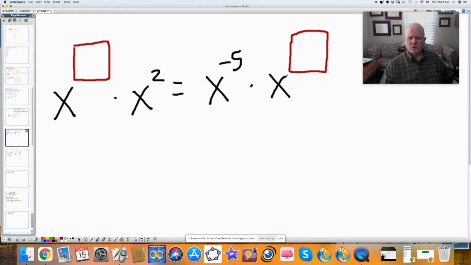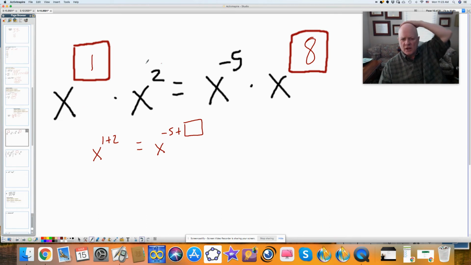Here we have two different things going on. I need to fill in this blank with something and this one with something. I'll just put a 1 here. So I have x to the 1 plus 2 is equal to x to the negative 5 plus some blank. But what do I have to add here to make this equal to 3? This has to be 8. You could have started with 2 or something else. These are not the same numbers here.